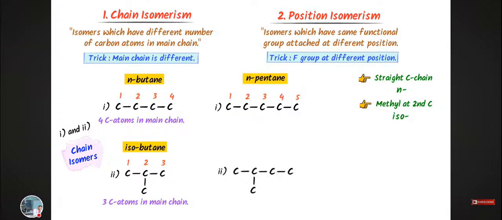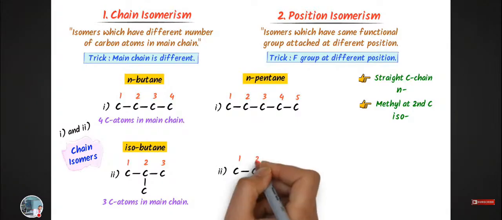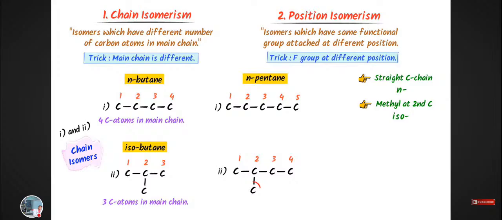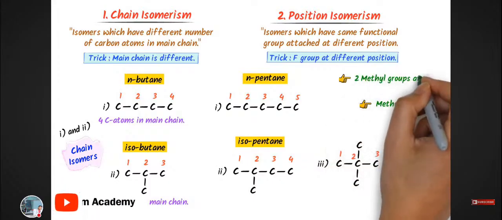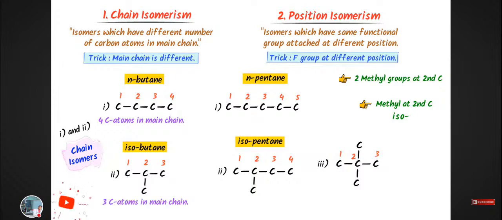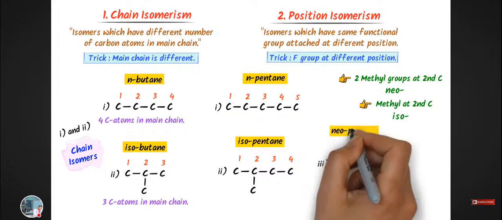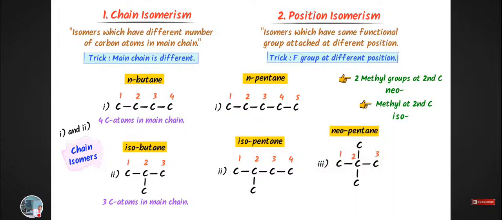I get this structure. Here, 1, 2, 3, 4. The methyl is present at the second carbon. I call it isopentane. Thirdly, I cut this carbon and I attach it to this second carbon. I get this structure. Here, 1, 2, 3. Remember that if there are 2 methyl groups present at the second carbon, we call it neo. Hence, this is neopentane.